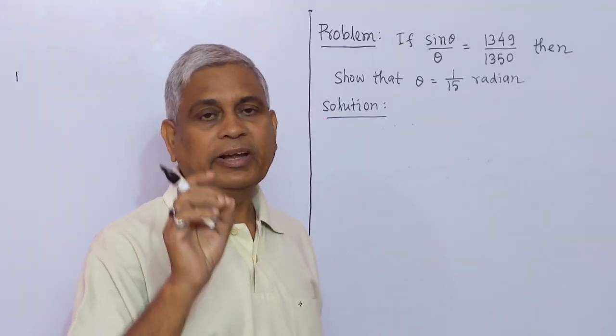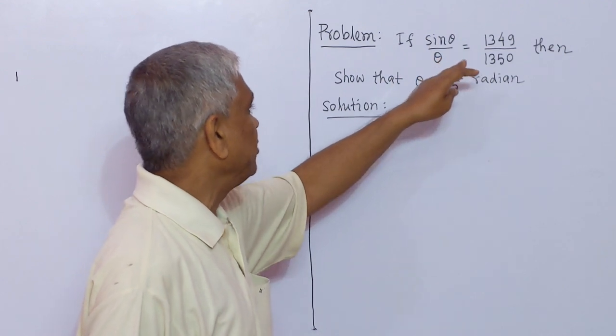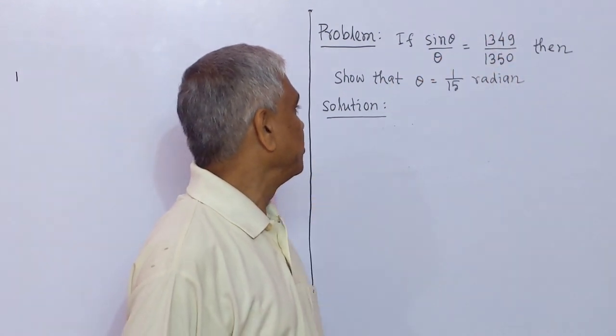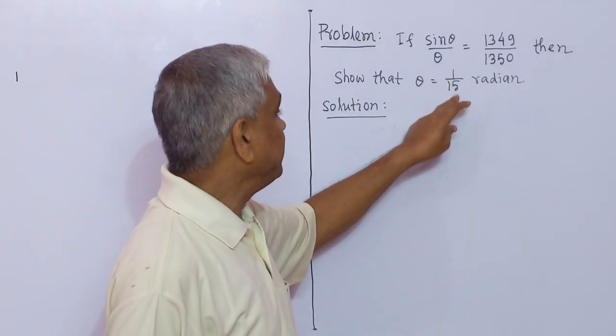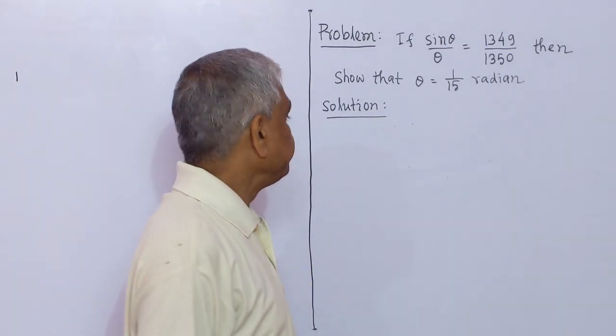Now we solve the next problem. The next problem is: if sine theta by theta equals 1349 by 1350, then show that theta equals 1 by 15 radian. Now we solve this.